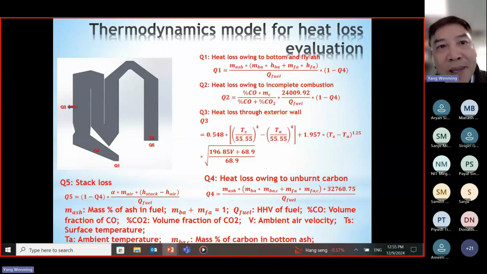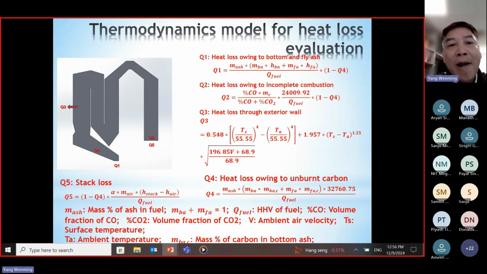Okay, so now we are going to introduce how to evaluate the performance of the biomass boiler and the incineration system, and how we can improve the overall efficiency. Firstly, I want to introduce a thermodynamics model for heat loss evaluation. This model can help us evaluate the overall efficiency of the biomass boiler or any type of power plant.